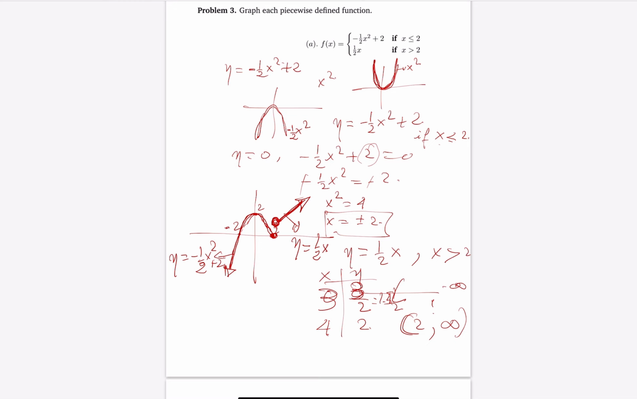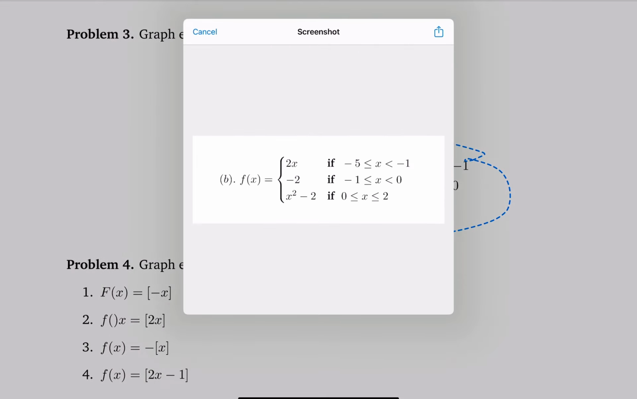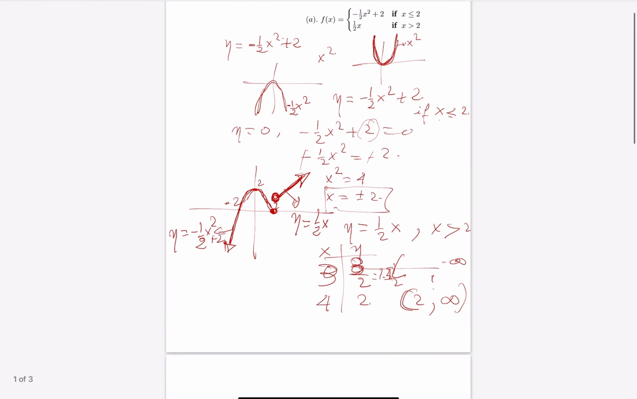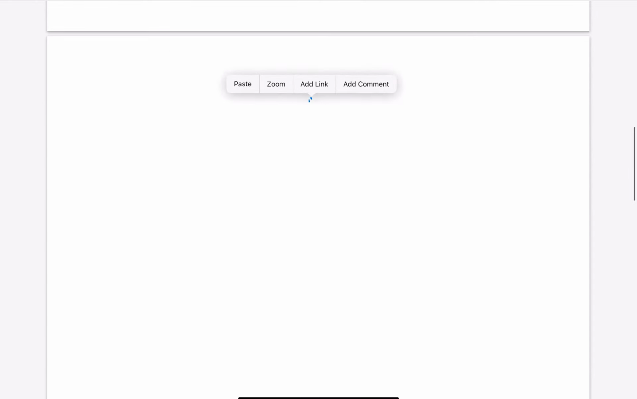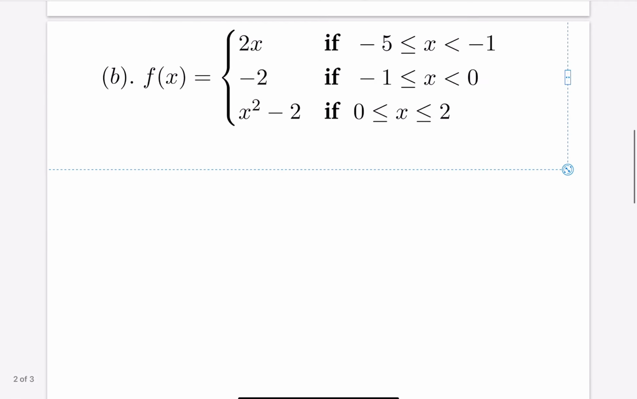Now let's do the second one. Let's do this one. Let me copy it first. So it's the same question, graph the piecewise function. Let me graph this one. Let's grab this one. The same tactic I use.